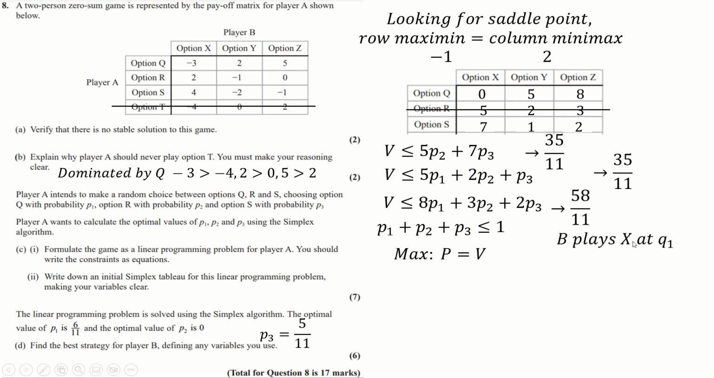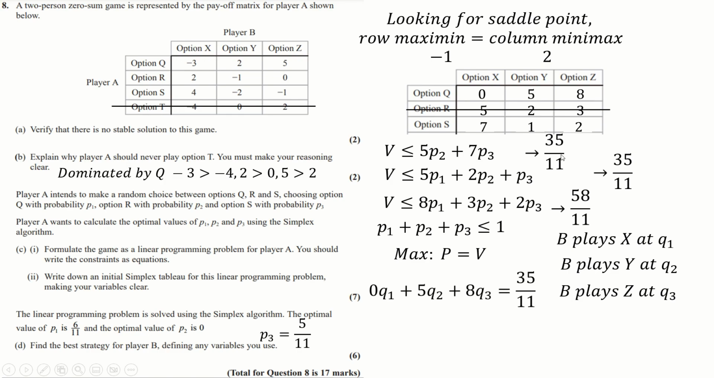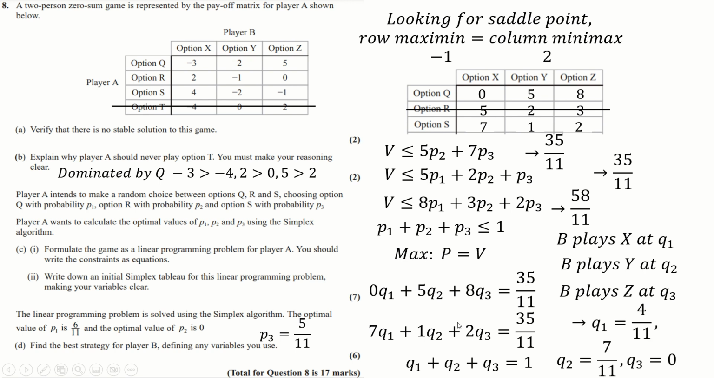So let's just say player B plays X at Q1, Y at Q2, and Z at Q3. We would want, therefore, these 2 things. Sorry, no, we don't. Not these 2 things. If the other person is playing option Q, then our winnings will be this row added together, and we want that to equal this. And likewise, if the other person is playing option S, then we'll have this row with the Q1, Q2, Q3 equaling this. And of course, the other equation that we're going to get is because all three of those need to equal 1. And now we can just solve these in the calculator maybe and get those three Q values.